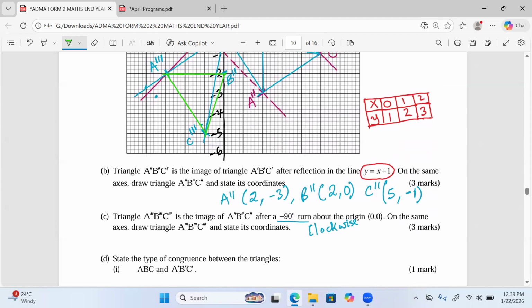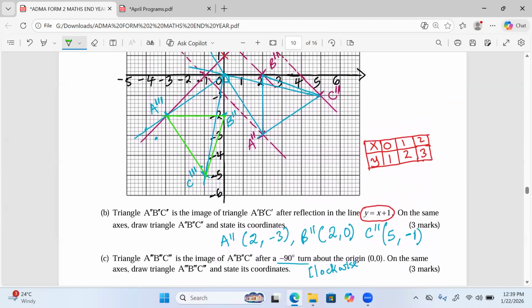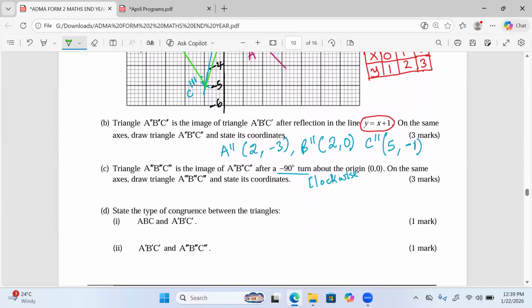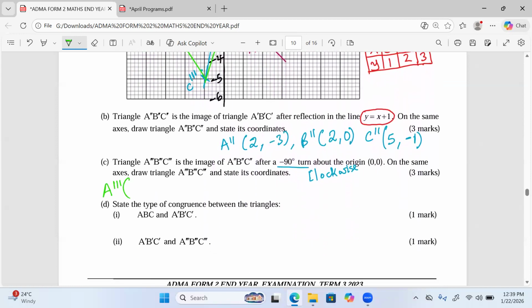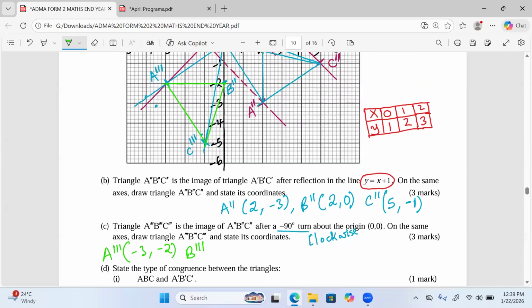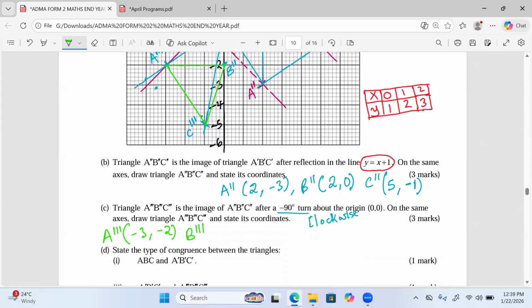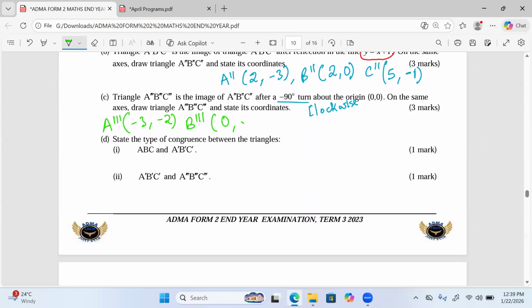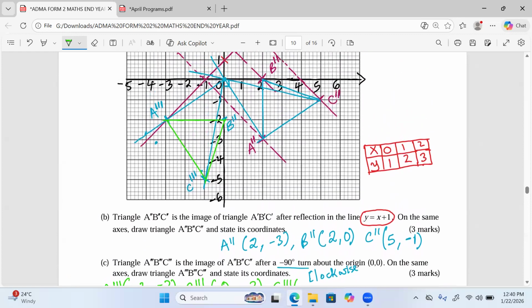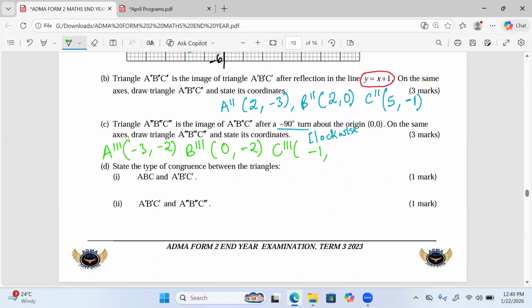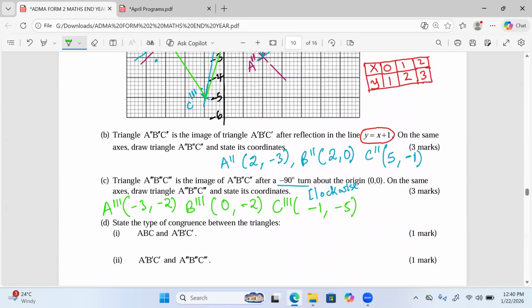Are we told to state coordinates? Yes. So A triple prime is -3, -2. B triple prime is going to be 0, -2, and C triple prime shall be -1, -5. Perfectly rotated through -90 degrees.